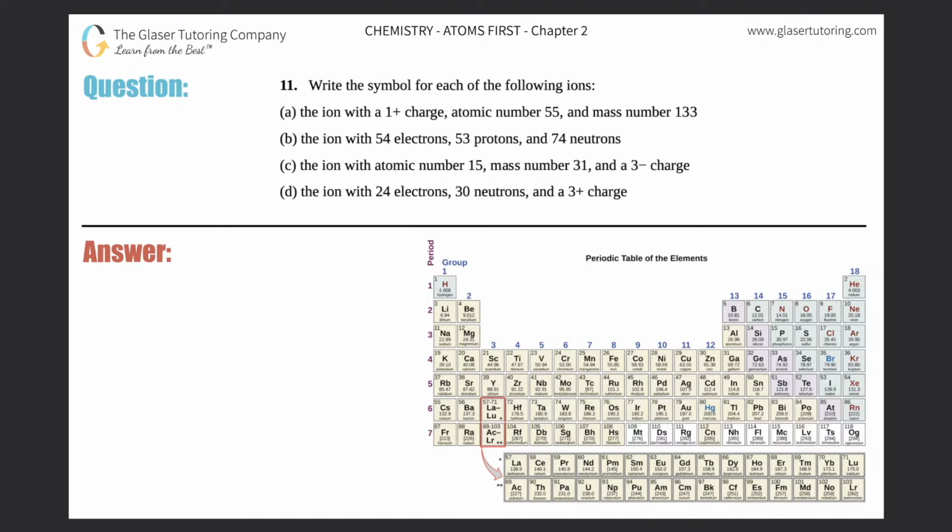Number 11, write the symbol for each of the following ions. And then I see that I have A through D, so I'm just going to write down A, B, C, and D. All right, so first things first, we have to know what an ion is, right? An ion is just a charged atom. So an atom will have a charge and it will be called an ion.